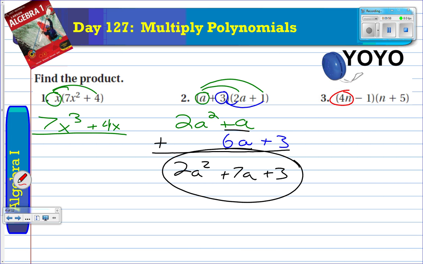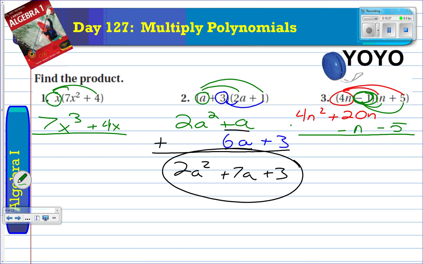Distribute the 4n across both other terms. 4n times n is 4n squared. 4n times 5 is 20n. Negative 1, we have to multiply by a negative also, not just 1. Negative 1 times n, negative 1 times 5. Well, a negative 1 times n is just a negative n. I write that under my other n terms. Negative 1 times 5 is a negative 5.